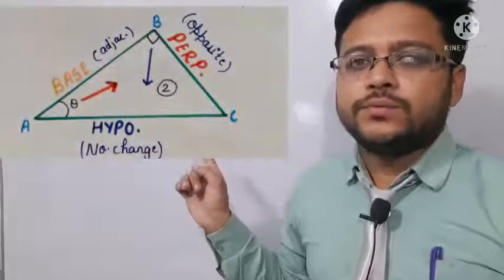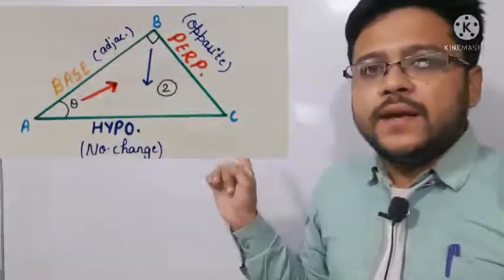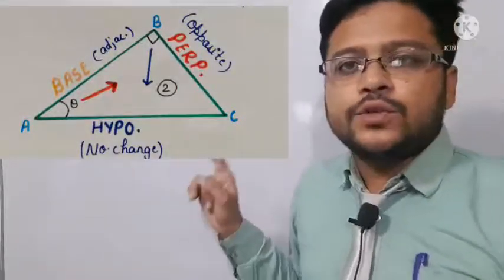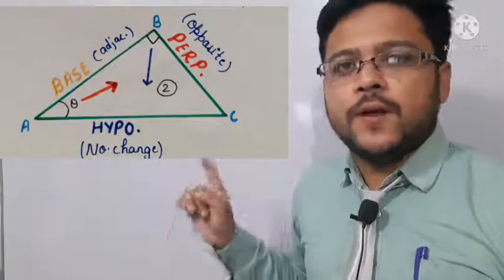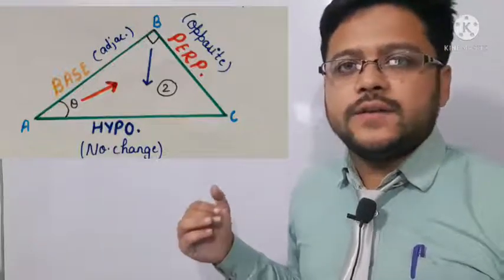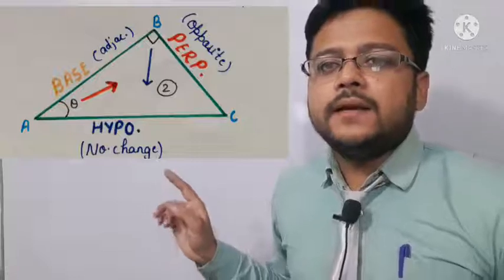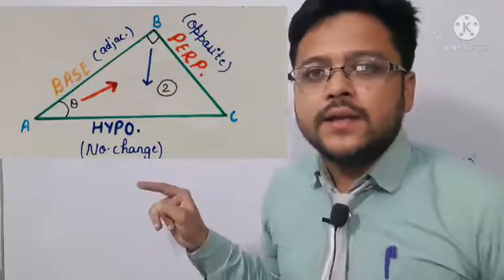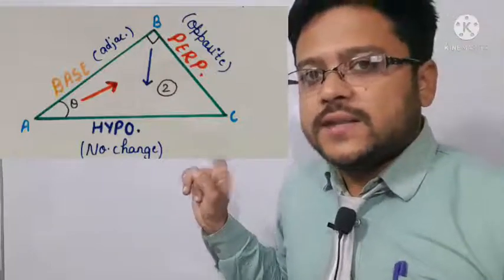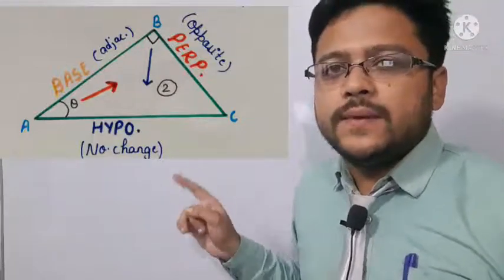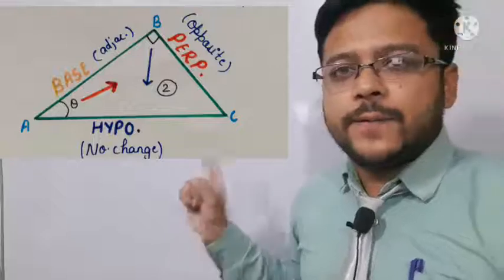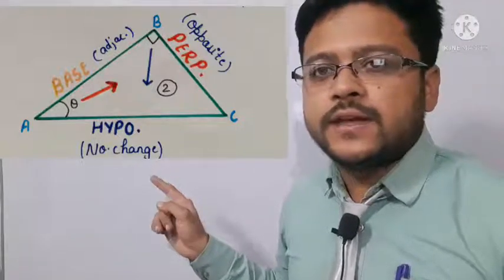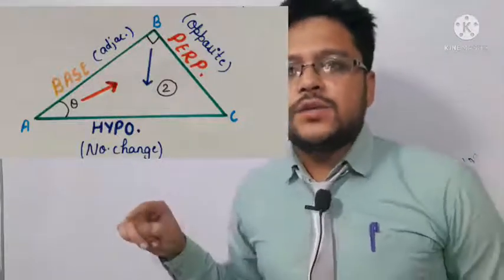Now let's move to figure number 2. It is clear that at B it is 90 degrees, and the side opposite to 90 degrees is the hypotenuse. You already know it. And here I am taking theta at A. Theta is an acute angle. So the side opposite to A, meaning the side opposite to theta, is the perpendicular. Perpendicular is also called opposite, and the remaining side is the base.